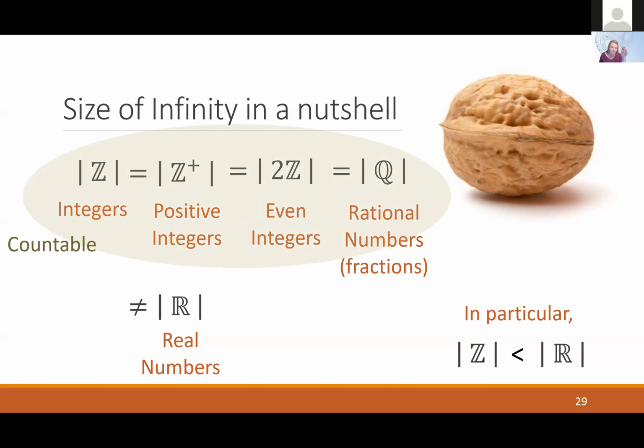The integers, the positive integers, the even integers, even the rational numbers, those are countable sets. They're countably infinite, often referred to as Aleph naught or Aleph zero. And the real numbers, they're uncountable. So they are a size of infinity much, much larger than the integers. So that's what I wanted to share with you tonight.